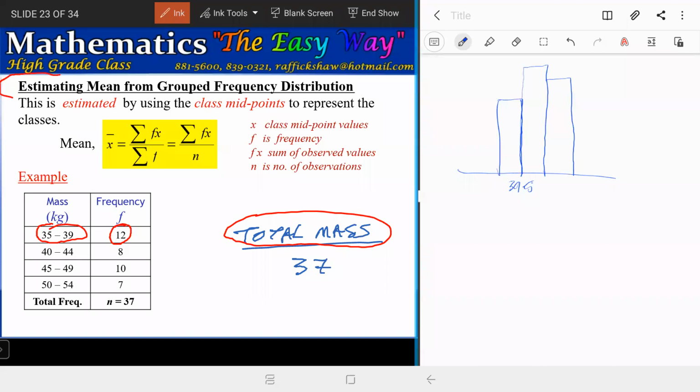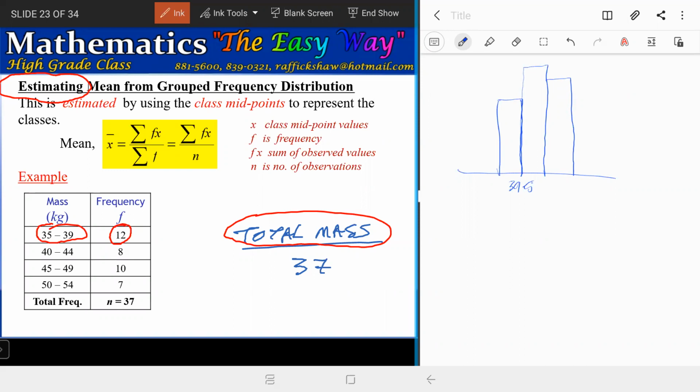We have to do something to estimate the mean. Remember, we're estimating the mean. We can't calculate the actual mean. To calculate the actual mean, we'd have to know the actual mass measured by each ball. Based on how this data is presented, we don't have that information. So we have to estimate.